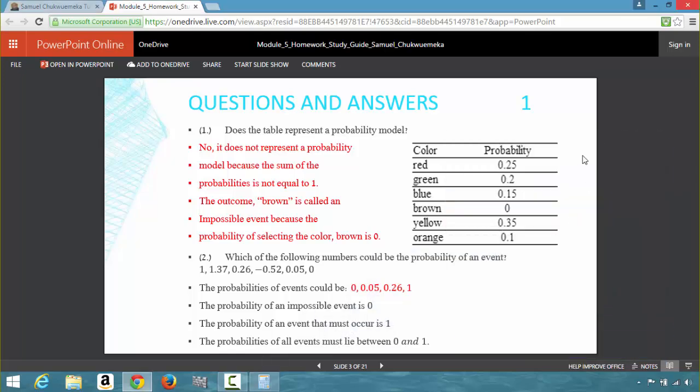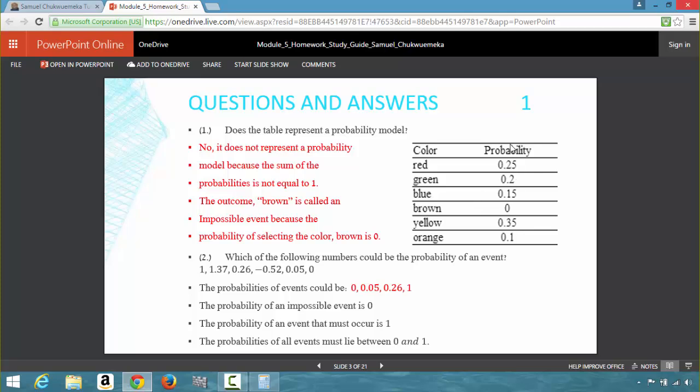The probability of an event must lie between 0 and 1. 0 is the probability of an event that will never occur, an event that will never happen. Like an example, the probability that a man would be pregnant. You know, it's only women that are pregnant. Have you seen any man pregnant? So 0 is the probability of an impossible event. For example, the probability of selecting the color brown is 0.